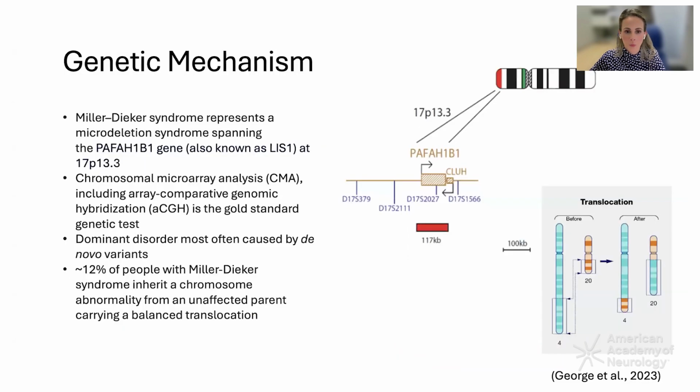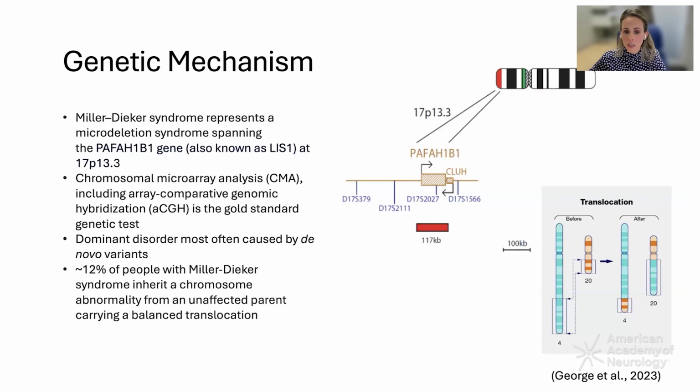Genetic mechanism-wise, Miller-Dieker syndrome represents a microdeletion syndrome spanning the PAFAH1B1 gene, previously known as LIS1, at 17p13.3. Chromosome microarray analysis, or CMA, including array CGH, is the gold standard diagnostic test to detect copy number variants in MDS. It's a dominant disorder. It's most often de novo.